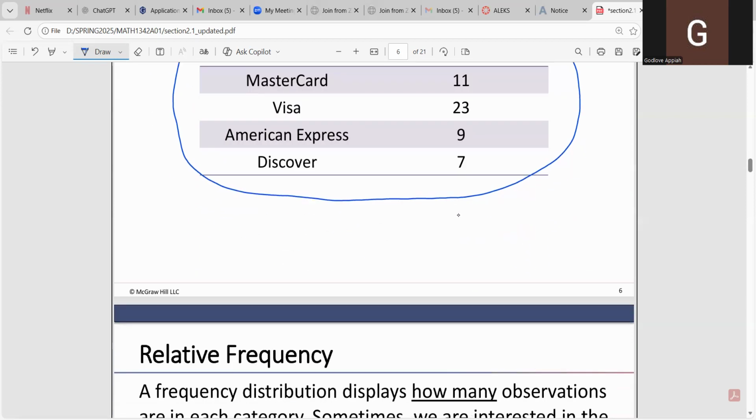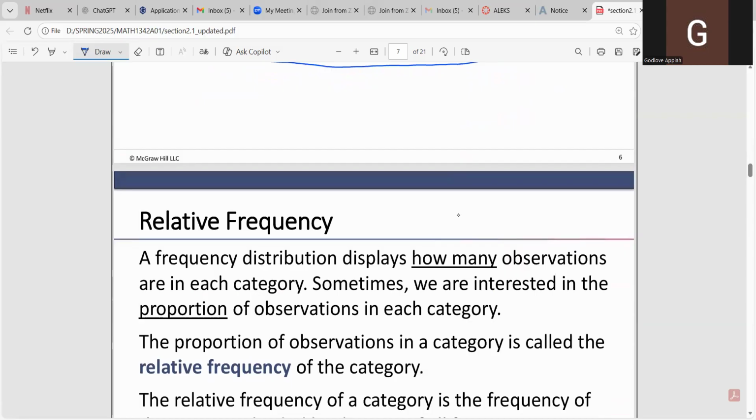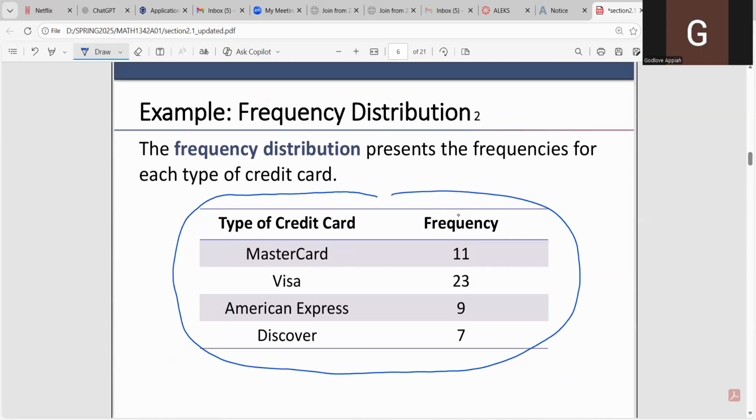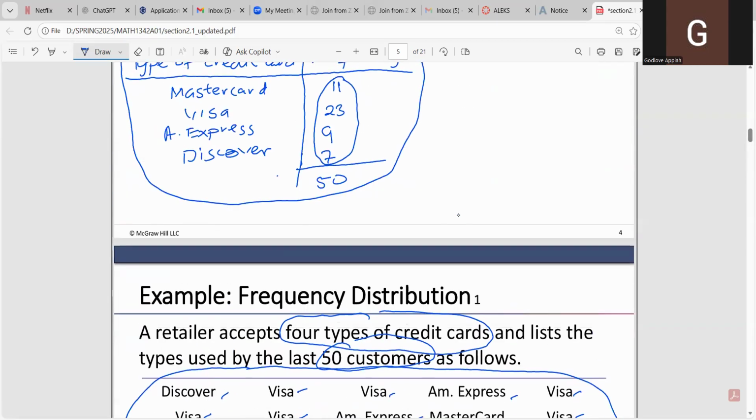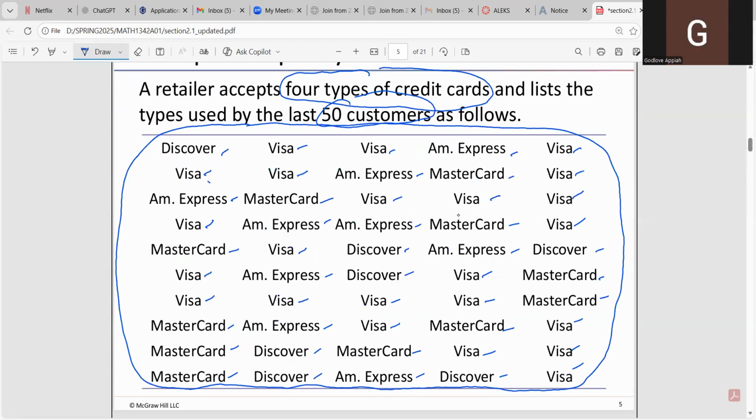All right. So now let's talk about relative frequency. Before we even get to relative frequency, I want us to see the importance of this table here. I want us to see the importance of the frequency distribution. Remember, the data set was presented to us in this form.